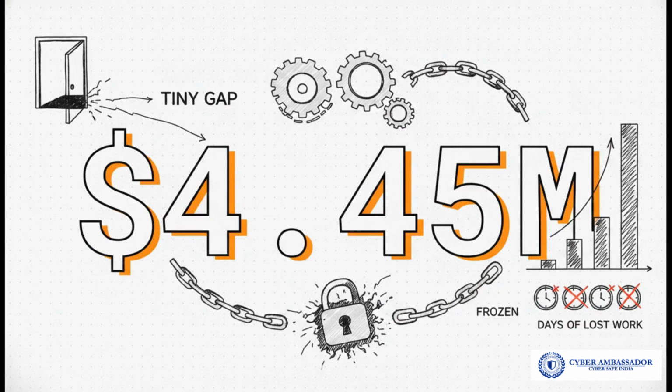And what actually happens when they find one of those doors? Well, to put it into perspective, $4.45 million. Yeah, you heard that right. That staggering number is the average cost of a single breach today. A tiny gap doesn't just compromise one server. It allows attackers to move laterally through your entire network, escalate their privileges, and deploy ransomware that just freezes your entire company, costing you millions in downtime, recovery, and lost momentum.